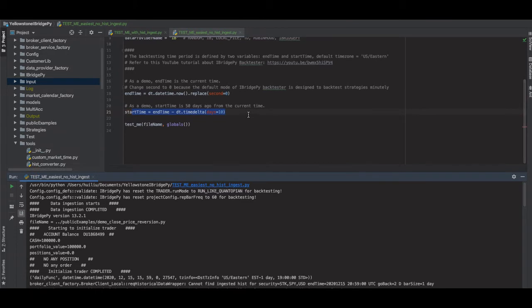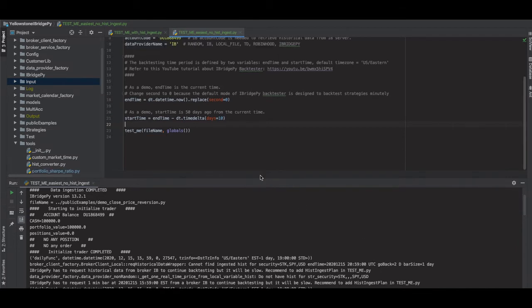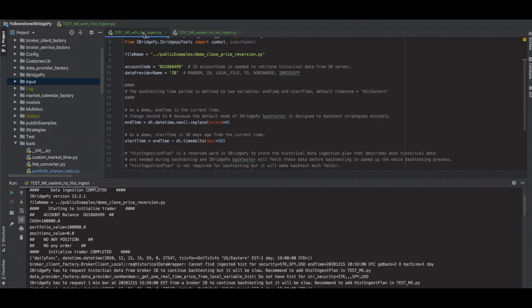And if the backtesting time is long, for example, if we go back 50 days or even 2 months, the backtesting will take much longer because every time IBridgePy needs to go to the broker to request historical data. So we need to improve that to make backtests faster. This time, I'm going to talk about testme with historical data ingestion.